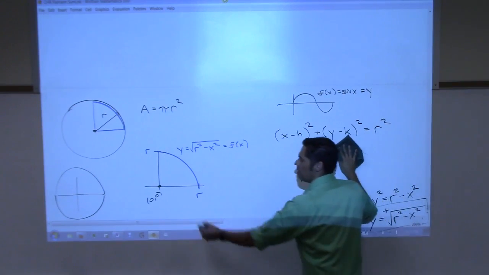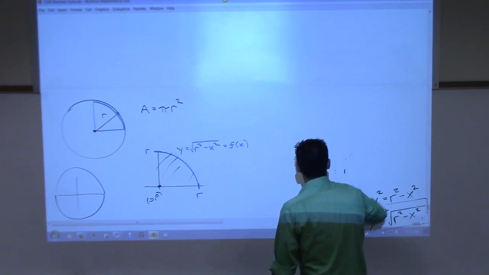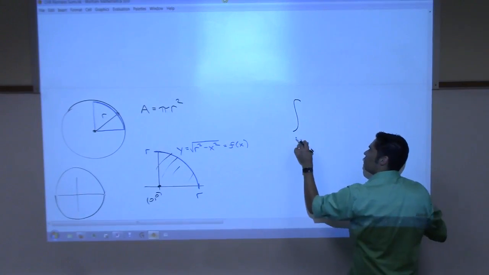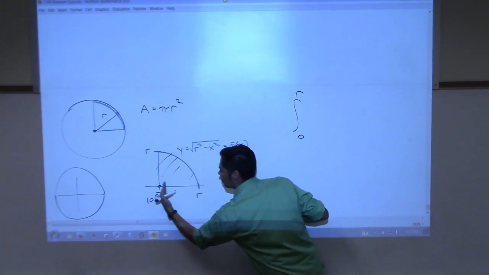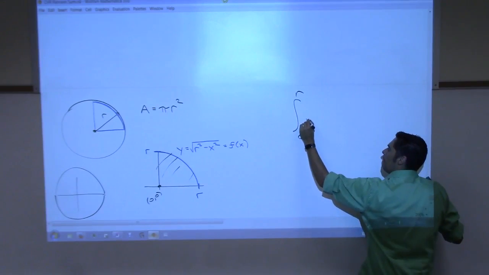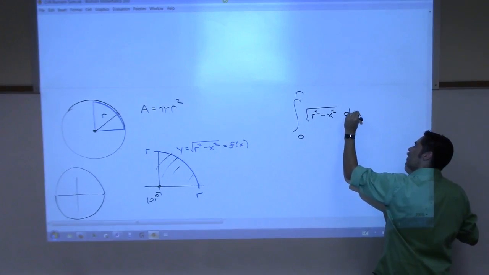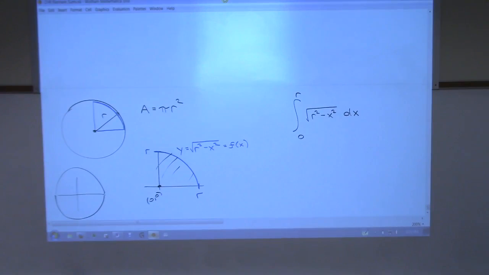I want the area under that, right? You're going to set up a definite integral. What's that definite integral going to look like? Where do I start from? 0. Where am I stopping? R, right? Because look, you're going to go from 0 to r. And then what's the function you're integrating? Square root of r squared minus x squared dx, right? Now r here is some constant, right? Someone's giving it to me, but it's not changing. It's not a variable. Questions?